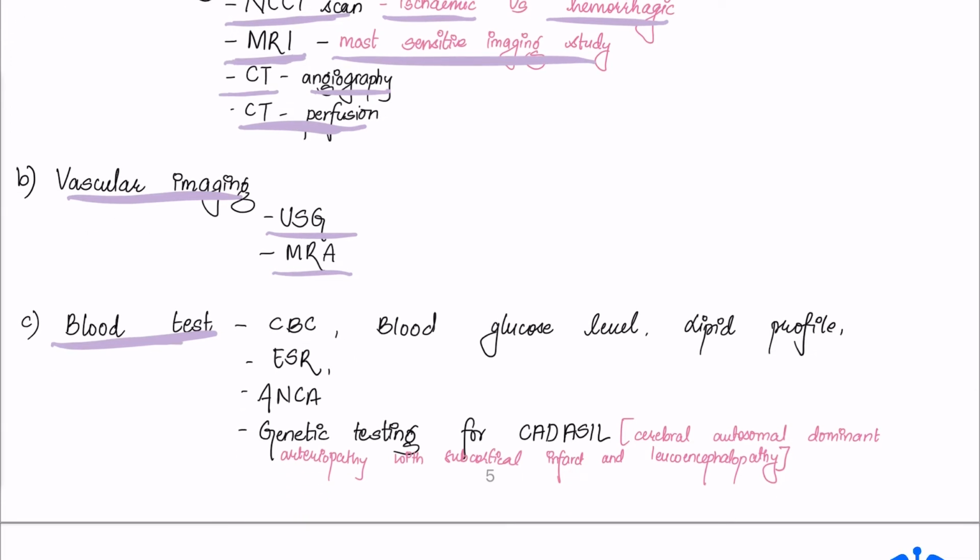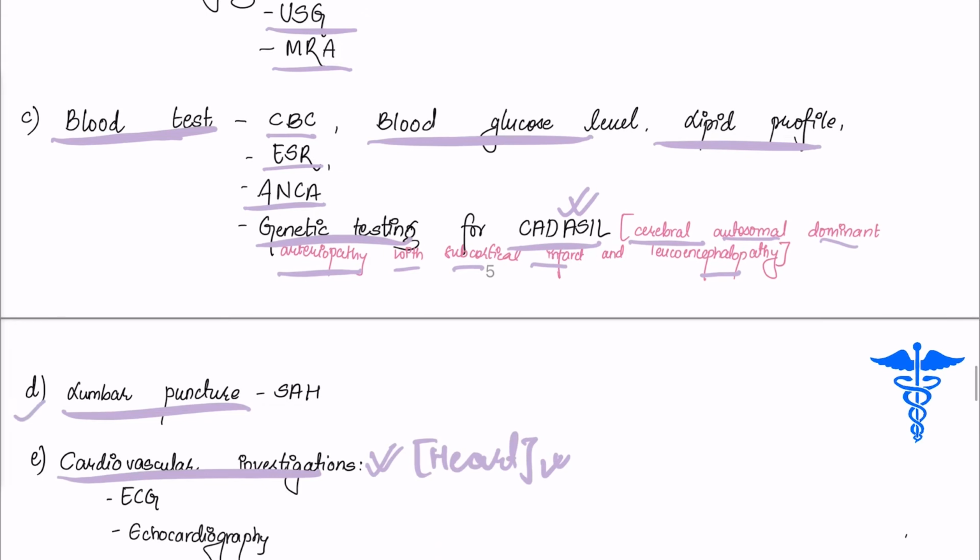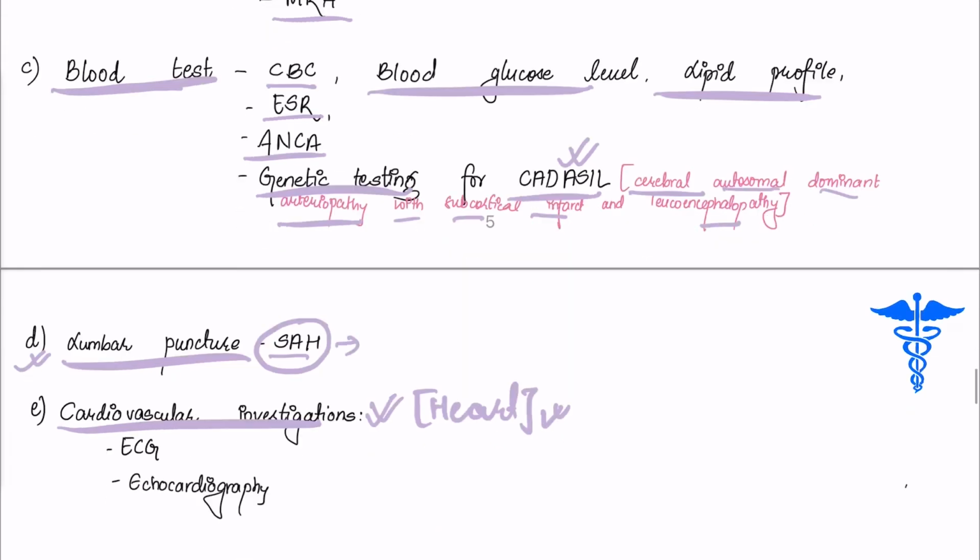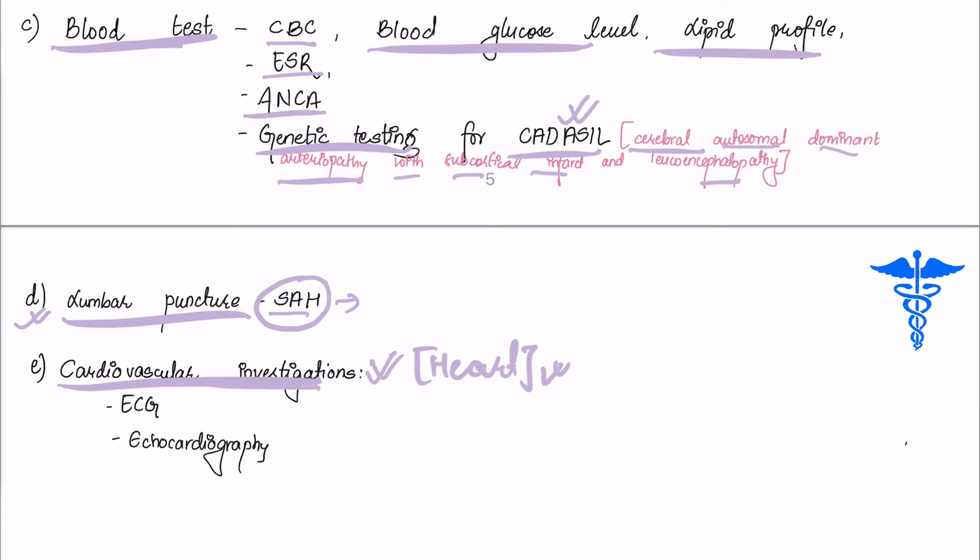The blood test is also a must, which includes complete blood count, blood glucose level, lipid profile, ESR, ANCA, and genetic testing for CADASIL. CADASIL stands for cerebral autosomal dominant arteriopathy with subcortical infarcts and leukoencephalopathy. Lumbar puncture plays an important role for diagnosing subarachnoid hemorrhage. And the cardiovascular investigation includes ECG and echocardiography.